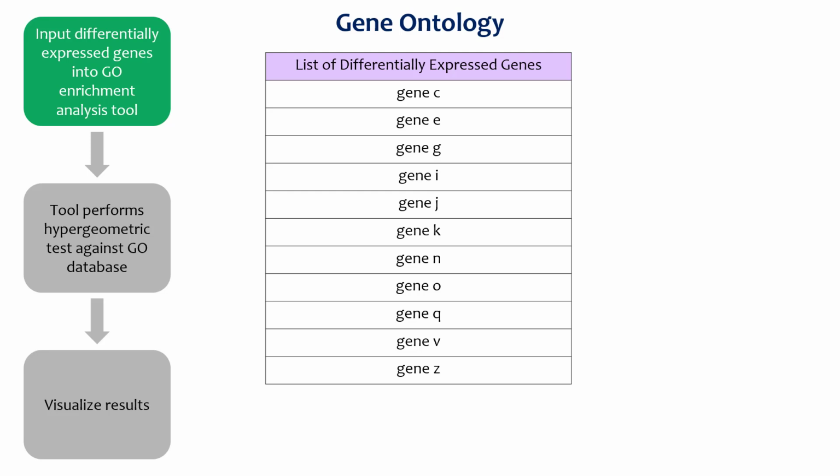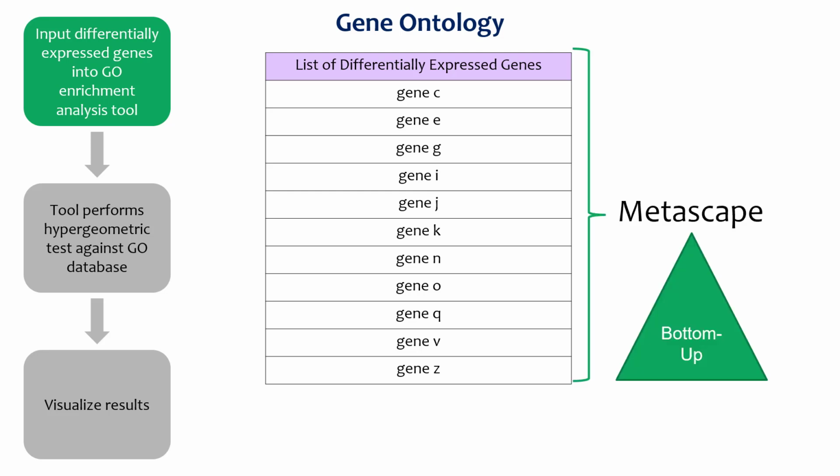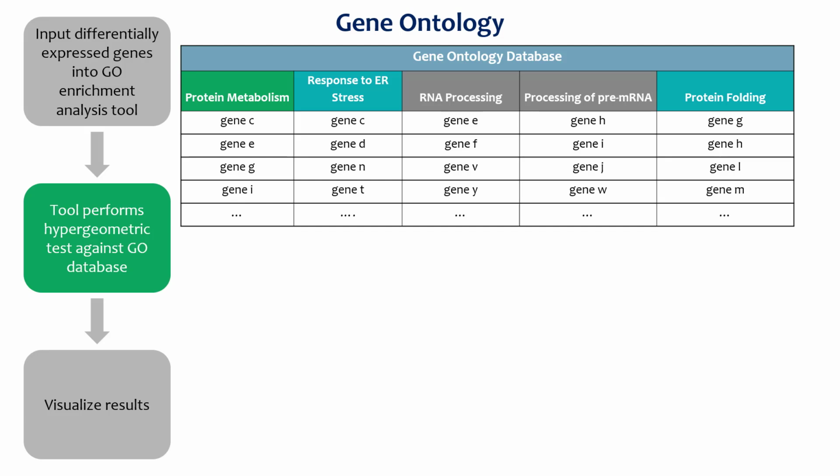First, the list of genes of interest that was obtained through differential or circadian expression analysis is entered into a gene ontology enrichment analysis tool, such as DAVID or Metascape. Second, the tool will compare this list of genes to lists of genes that are grouped into specific biological processes.